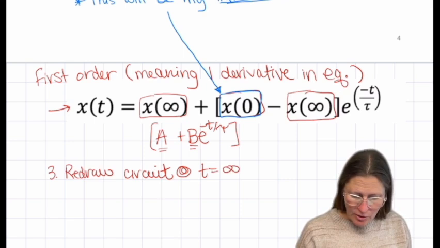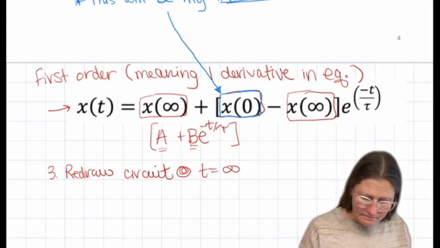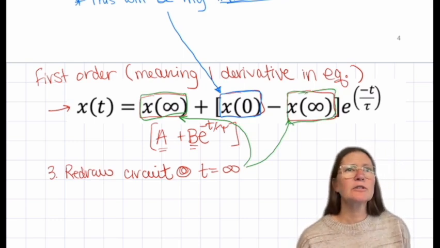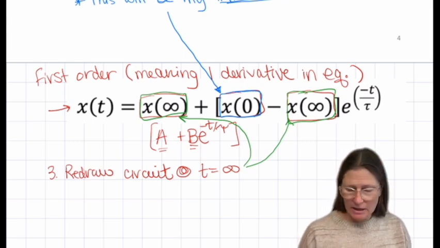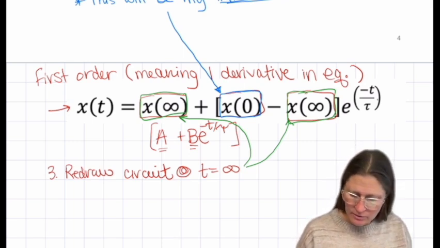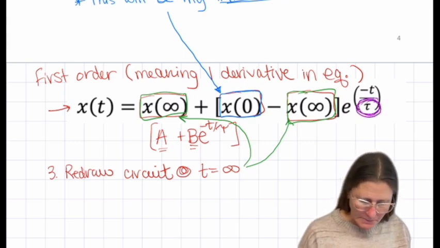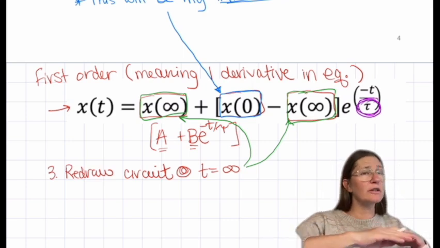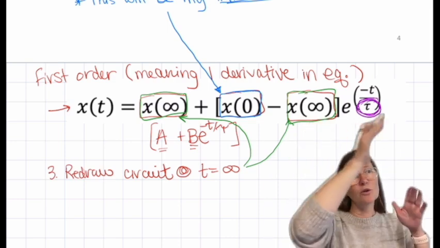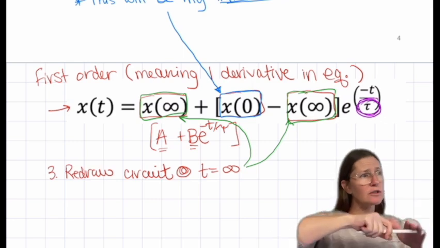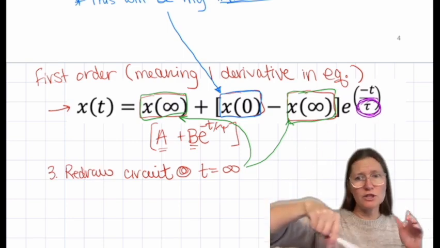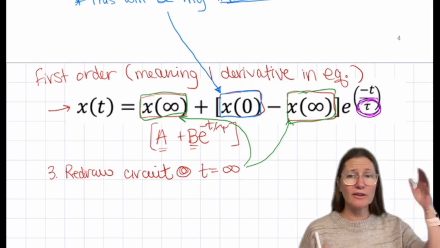And so this will be your x at infinity value. Once I find that value, I can plug it in there. And then I just have one last value, which is tau. Tau determines how long it takes for a capacitor to charge up or discharge. And for an inductor, the current will have an exponential form, either increasing or decreasing. For either one of them, it's always this exponential form.